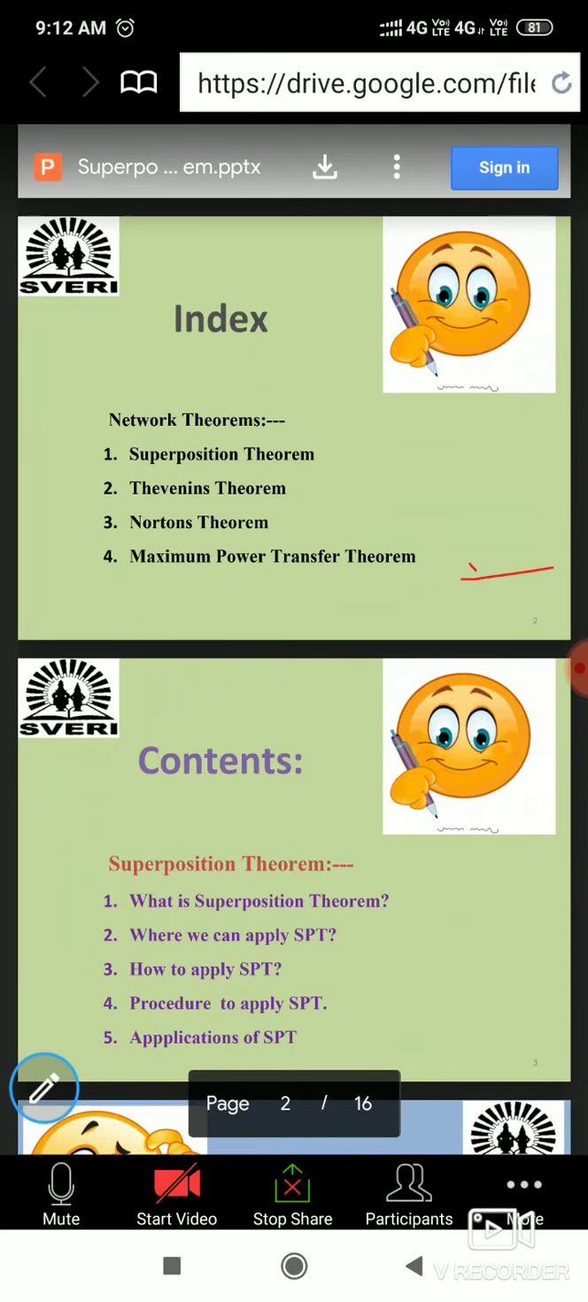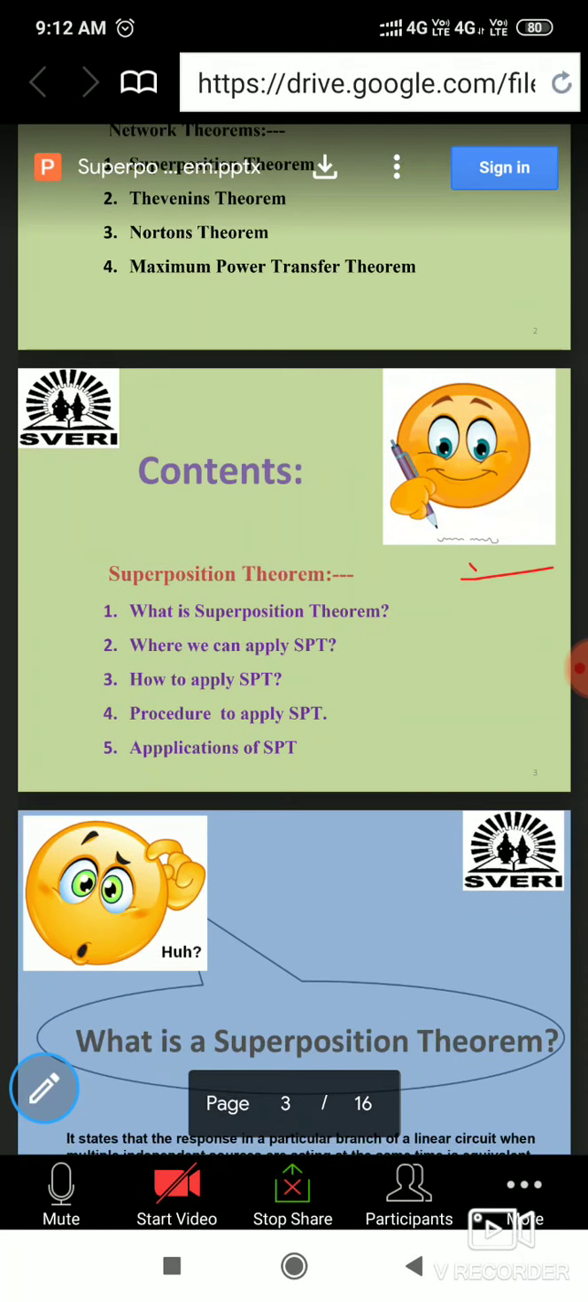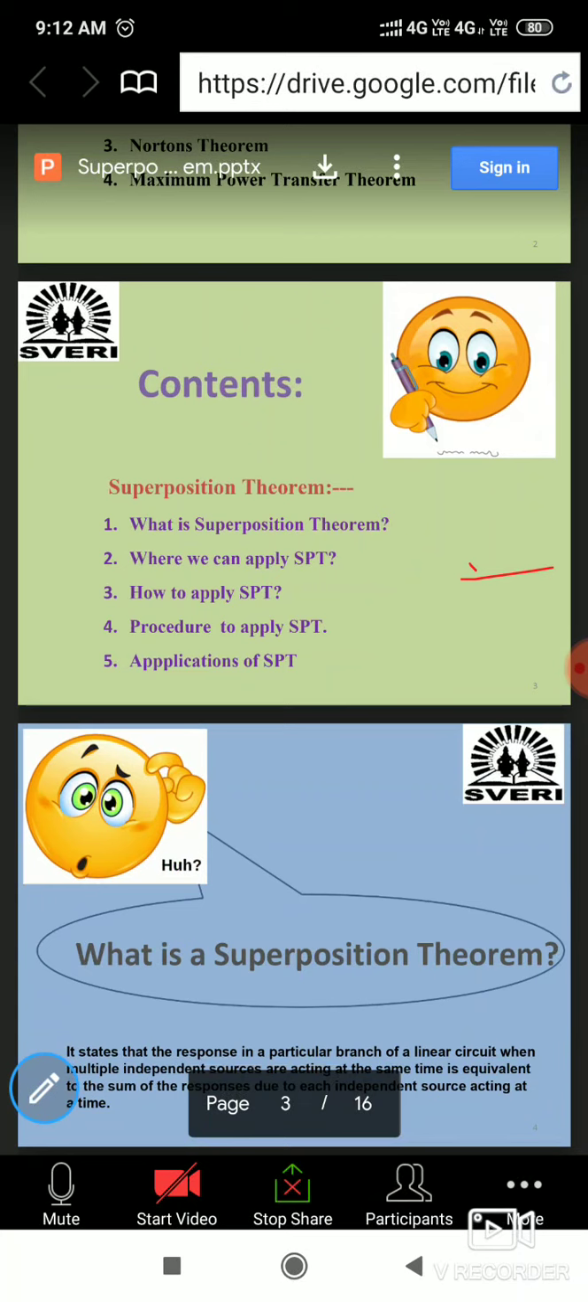Okay, next we will start the superposition theorem today. As Zoom will only allow 40 minutes, we can cover and understand the superposition theorem. Here, what are the different contents we are learning in the superposition theorem? We already learned these in the subject Network Theory and Analysis, but from the GATE point of view, I will once again revise these theorems.